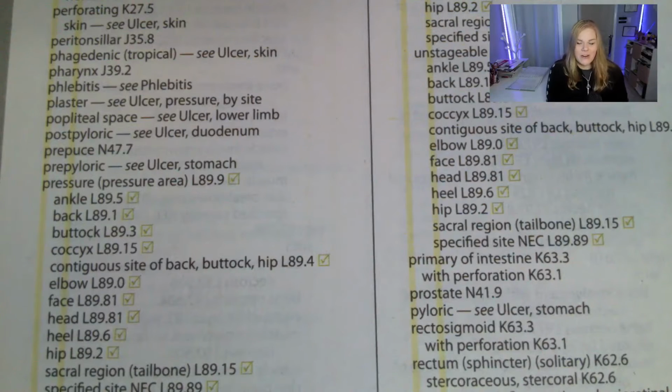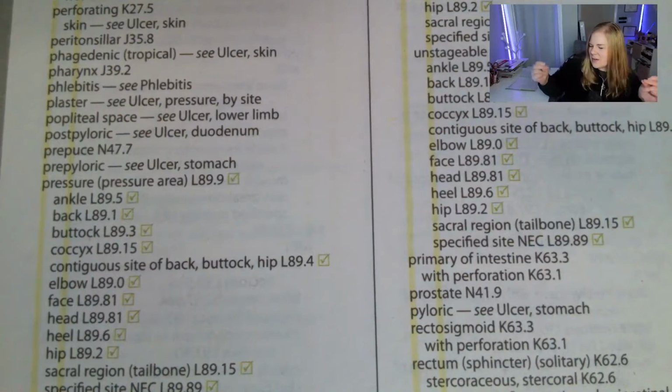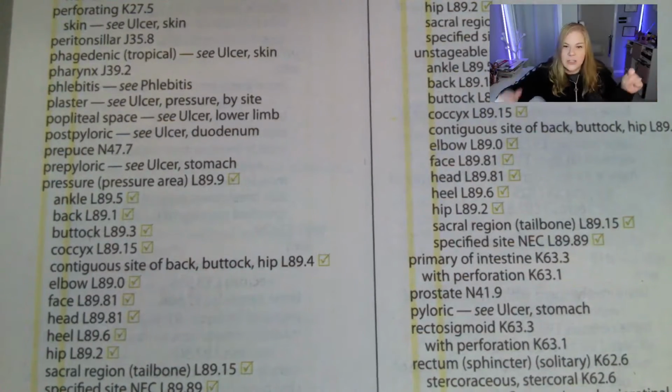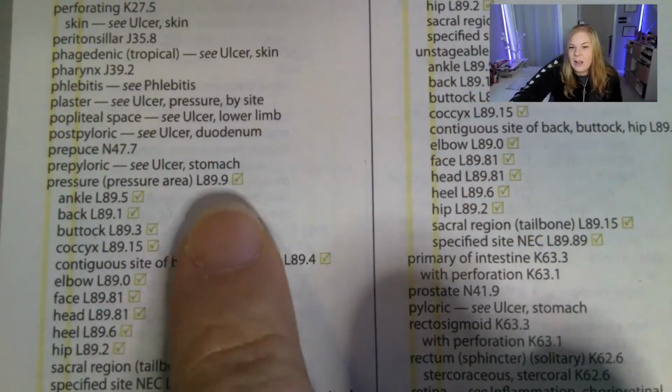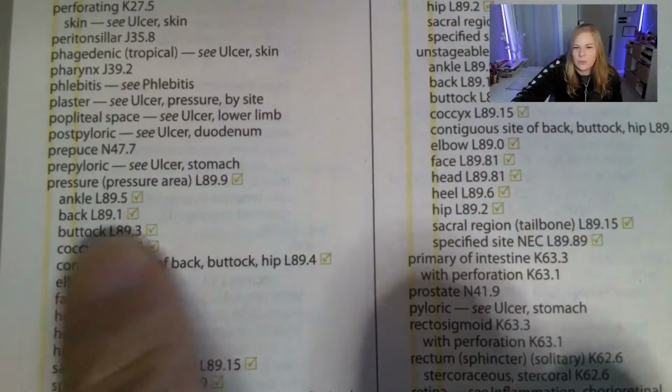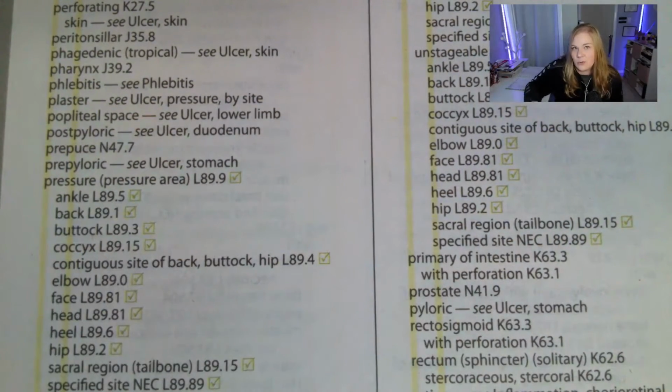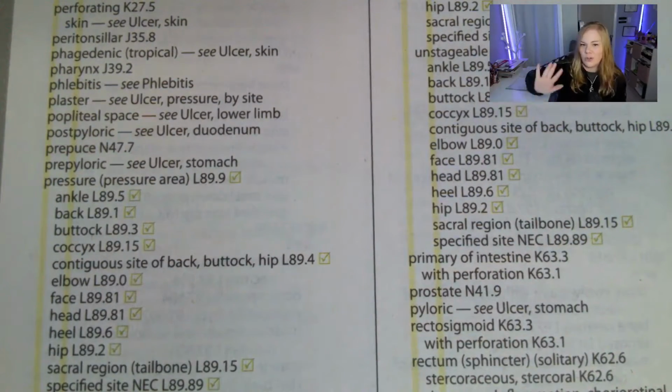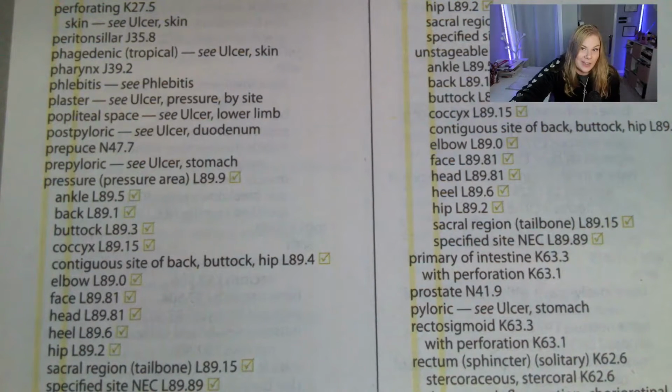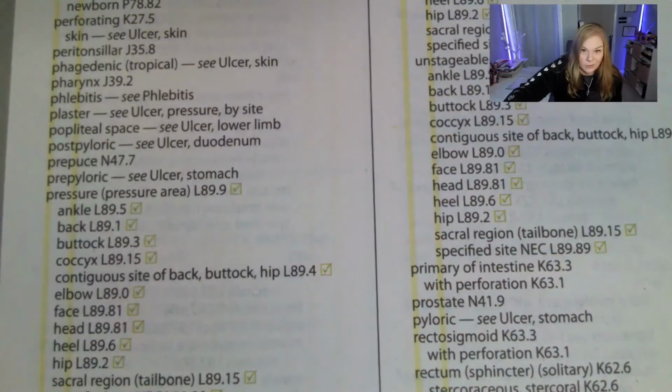So when we go here, under pressure, you can see we're here in the L89 section. That's where we're supposed to be in these L89 codes. Those are going to be our pressure ulcer codes. If you're in the L97s, that's not the right section for pressure ulcers. Those are just non-pressure ulcers.